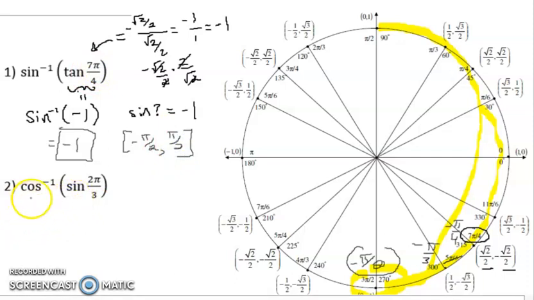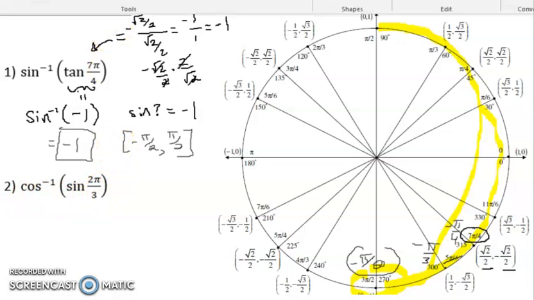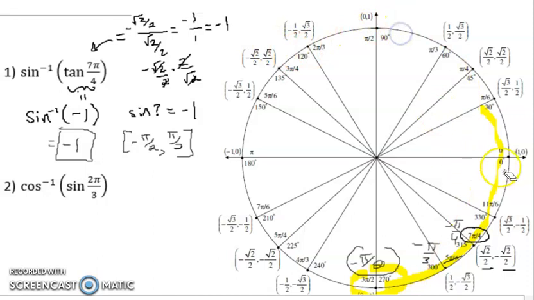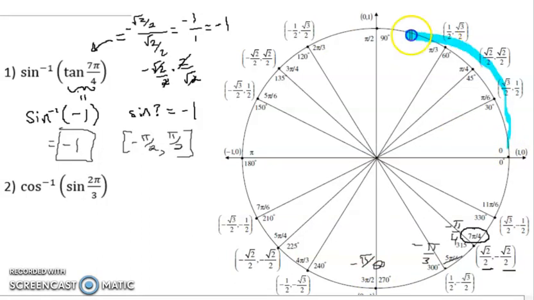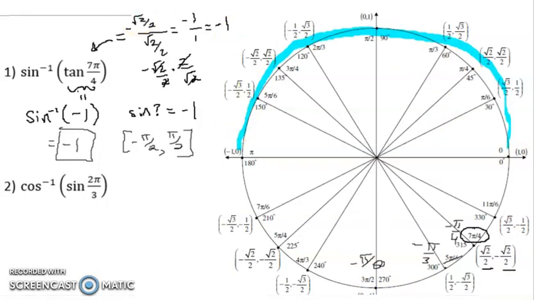Okay, so here's another one. Inverse cosine of sine of 2 pi over 3. Same idea here. Let me erase a little bit, though, because we're doing inverse cosine this time. That's got a different range. The range for inverse cosine is 0 to pi, so we're looking here.